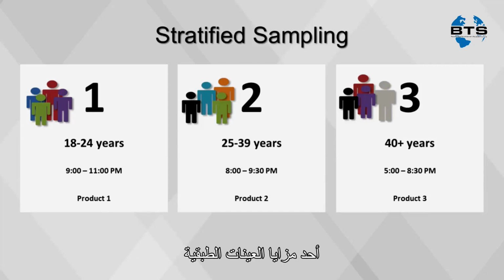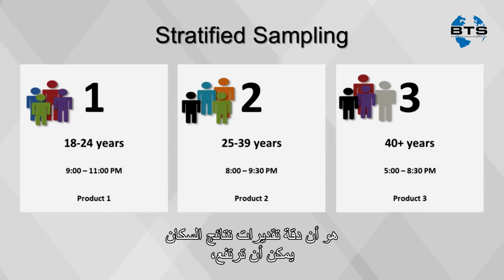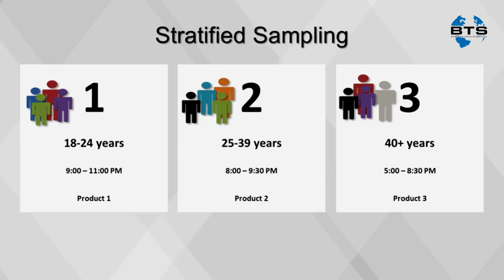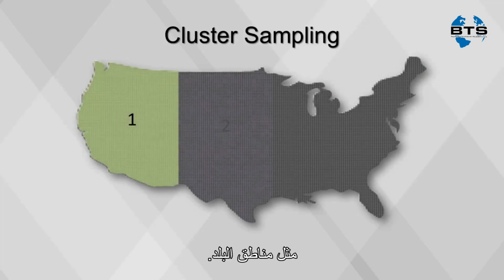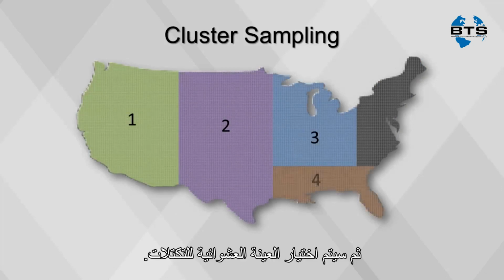A more important advantage of stratified sampling is that the accuracy of the resulting population estimates can be increased by using appropriately defined strata. In cluster sampling, the population is separated into clusters, such as regions of the country, and then a random sample of the clusters is selected.